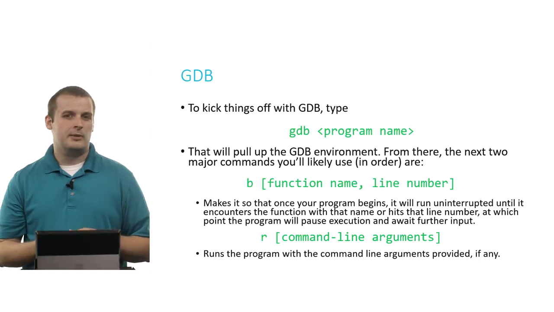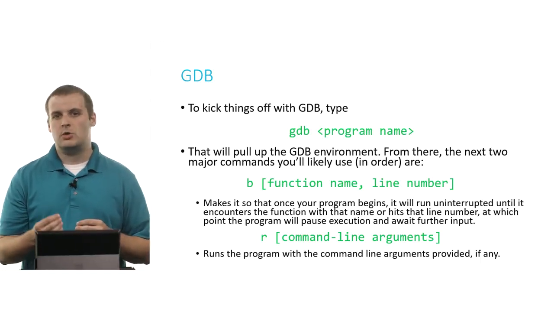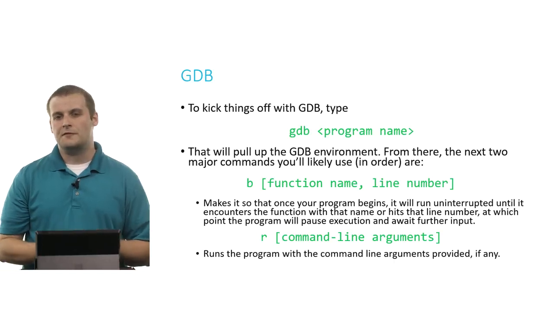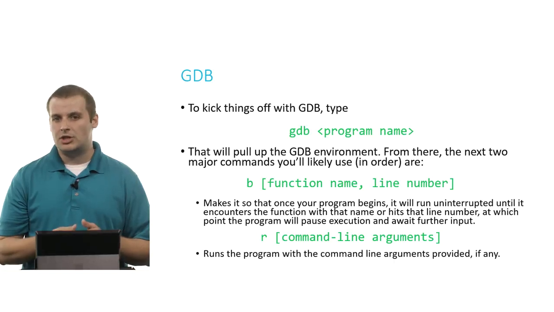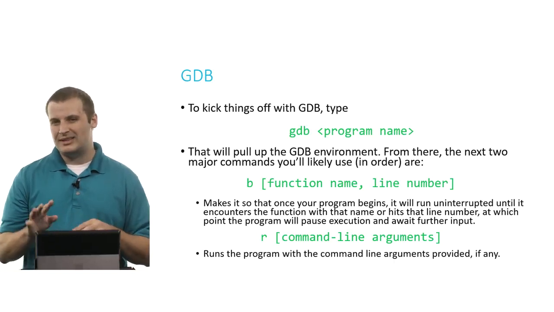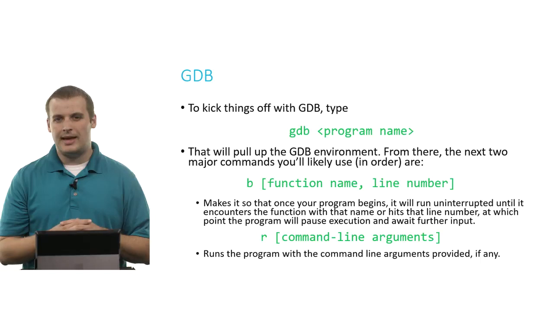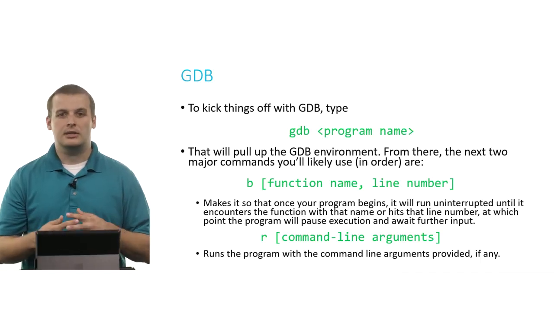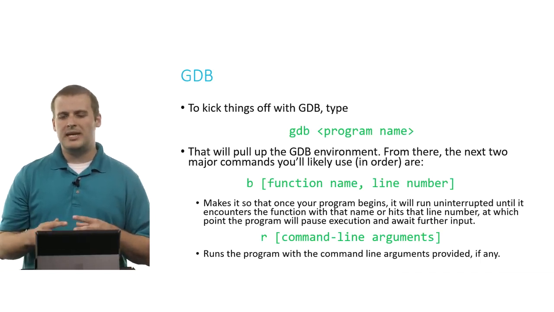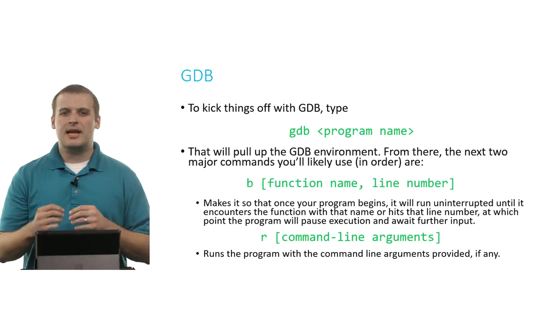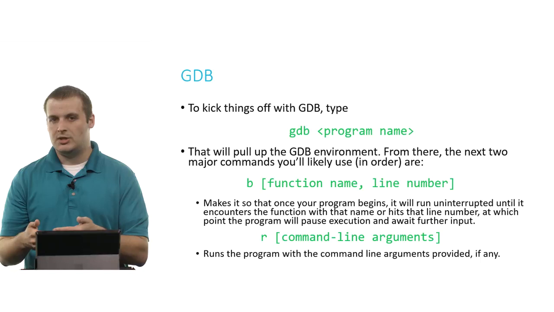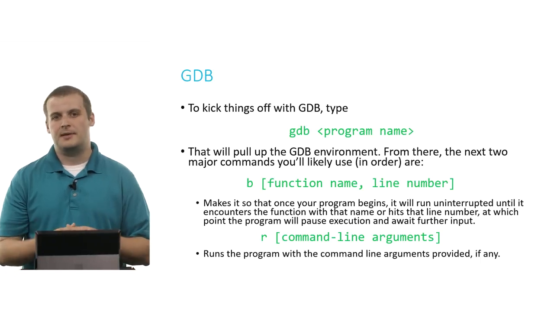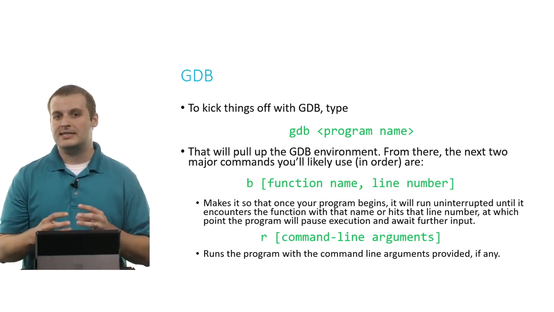Once inside of that environment, there's two major commands that you'll probably use in the following order. The first is B, which is short for break. And after you type B, you typically type the name of a function, or if you happen to know around what line number your program is starting to behave a little weird, you can type a line number there as well. What B, or break, does is it allows your program to run up until a certain point, namely the name of the function that you specify or the line number that you specify. And at that point, it will freeze execution.